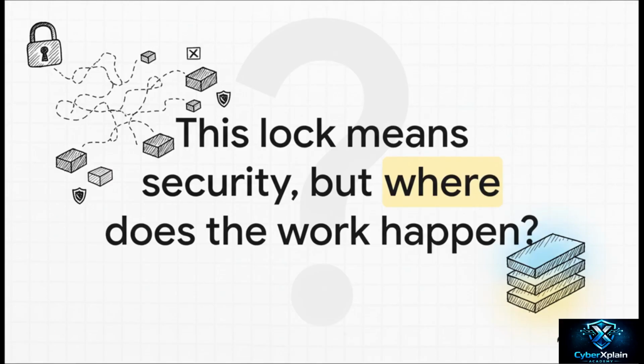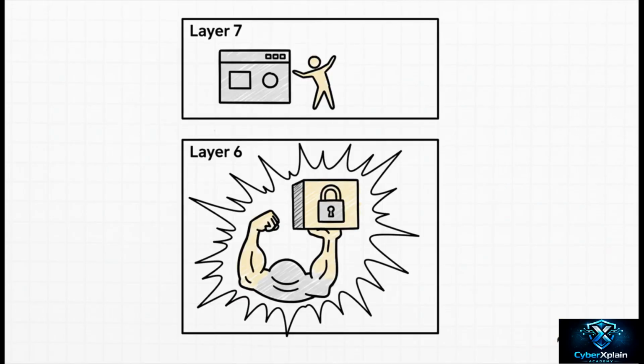But have you ever stopped to wonder where that security, the actual hard work of scrambling your data to keep it private, really happens? Now, you might think it's the application itself, your browser, that's doing all the work. But the real heavy lifting for security actually happens one level deeper, at layer 6, the presentation layer. This is where the magic really begins.